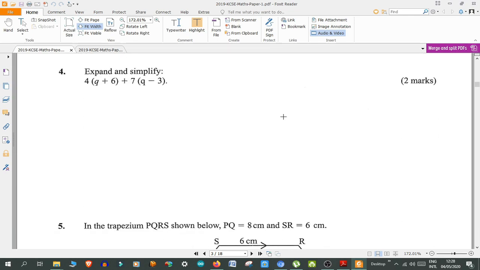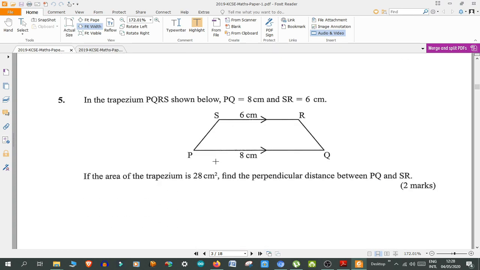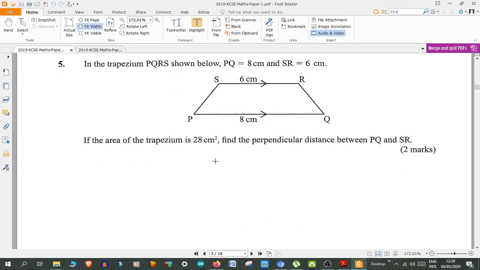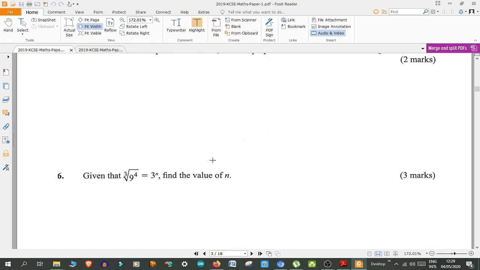Question 4. Expand and simplify. So this is an algebraic expression. It's just supposed to open the brackets and then simplify that. You get a comfortable 2 marks. Question 5. In the trapezium PQRS shown below, PQ is 8 and SR is 6. If the area of the trapezium is 28, find the perpendicular distance between PQ and SR. Again, a very simple question, requiring you to just know the formula for finding the area of a trapezium. You get a comfortable 2 marks.